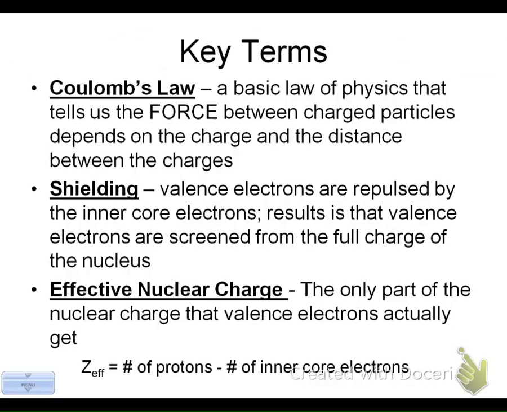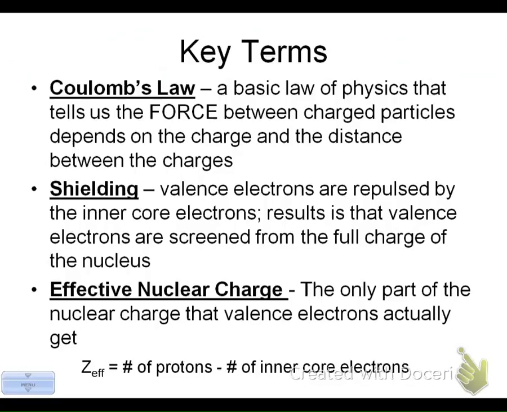The next term is shielding. You should know now that electrons repel each other. The electron cloud is nothing but electrons swimming around, and they're all repelling each other. The valence electrons on the outside are going to be repulsed by the inner core electrons that are between them and the nucleus. And that effect of pushing away the valence electrons is called shielding.